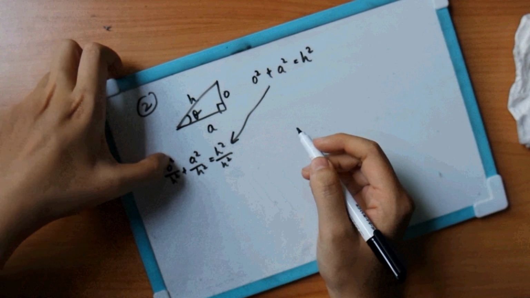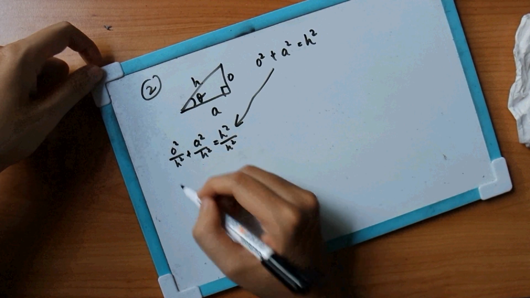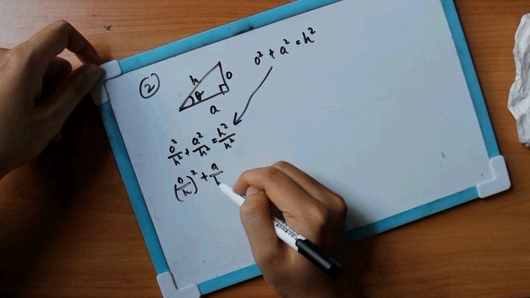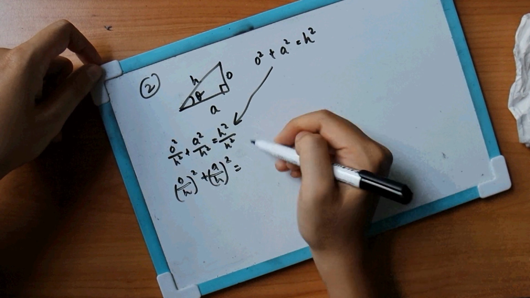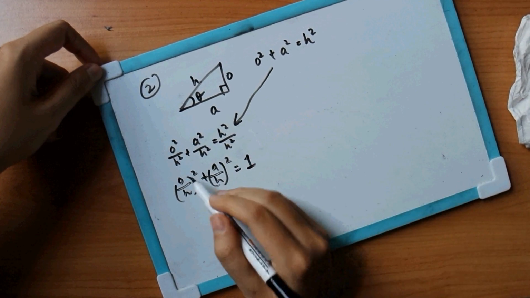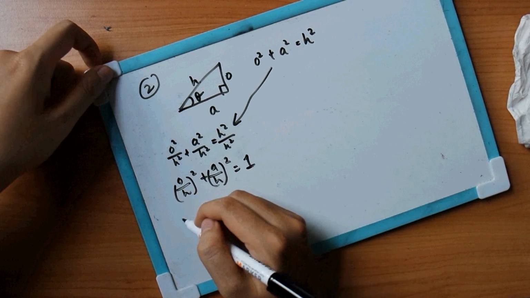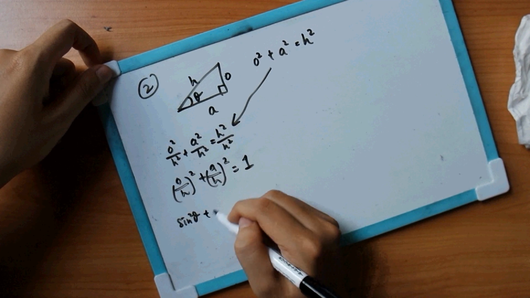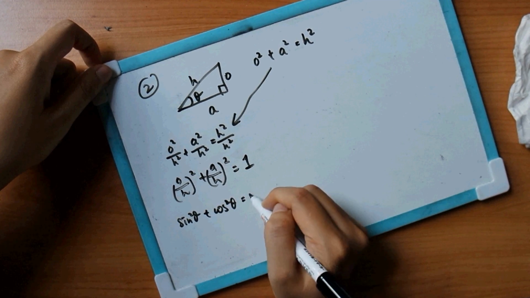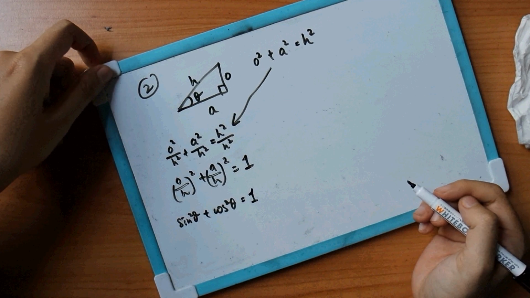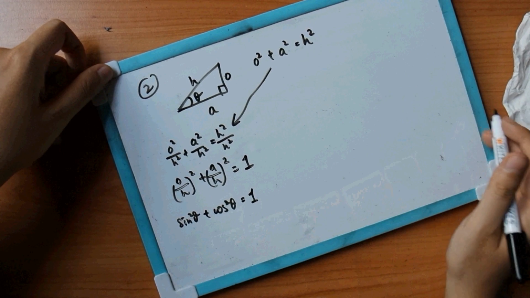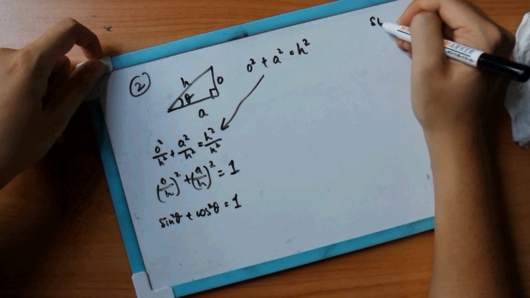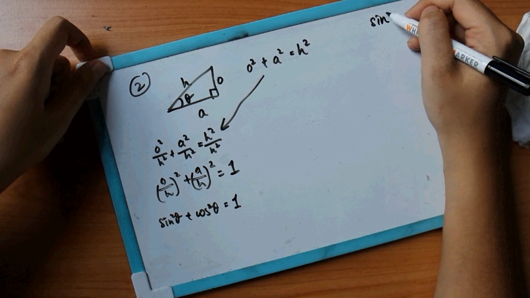Now, by simple algebraic manipulation, H square over H square is simply 1, right? O over H, what is O over H? Sine. What is A over H? Cosine. Right? So this is the first Pythagorean identity. You should know this by now. I'll just write this at the side.